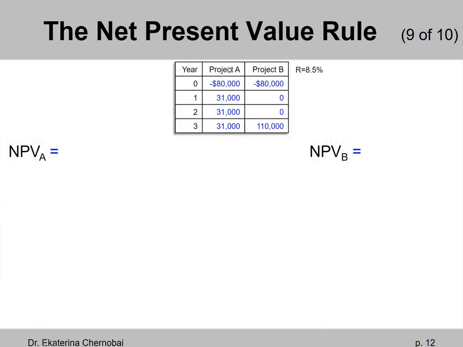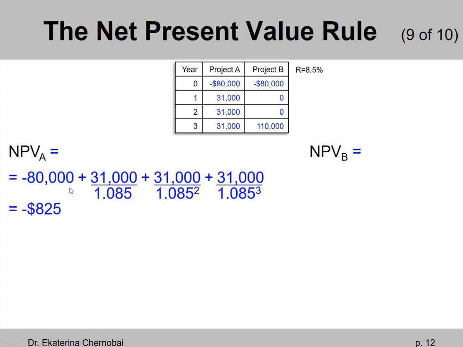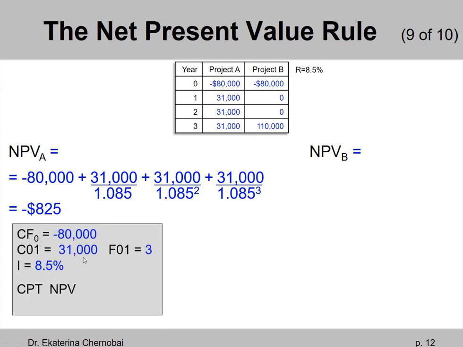Now back to our two mutually exclusive projects, A and B. Let's calculate the NPV for project A. So if you do it by hand, you take negative $80,000 for year 0, and then you add $31,000 from year 1 divided by 1 plus 0.085, the discount rate, plus $31,000 from the second year, discounted back by 2 years, so the power would be 2, attached to 1 plus the discount rate, and then you add the third term, the last $31,000 at the end of the third year, discounted back by 3 years. So you divide 31,000 by 1.085 to the third power. And the answer you get, if you do this whole math by hand, is negative $825.